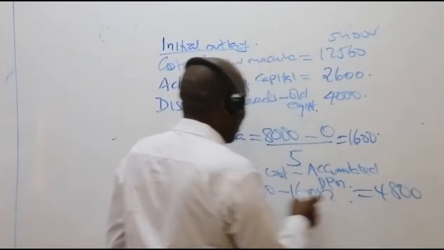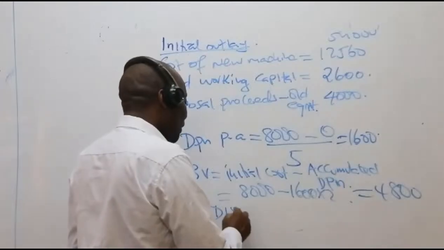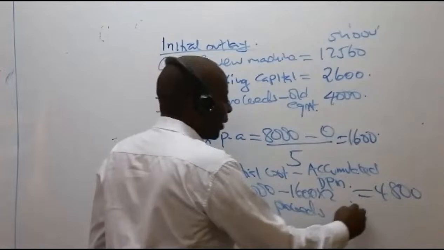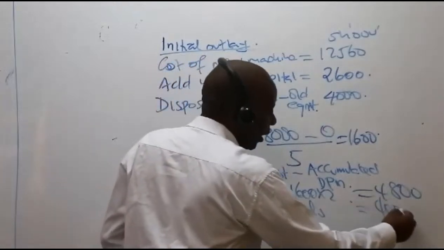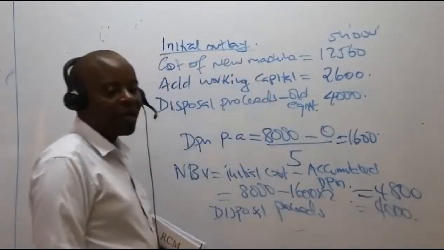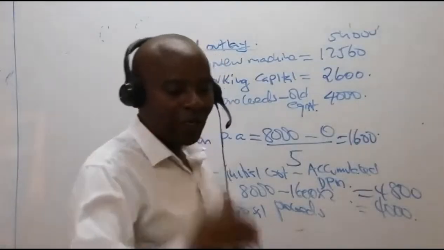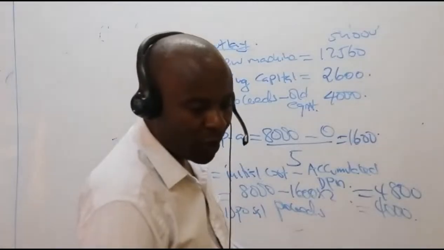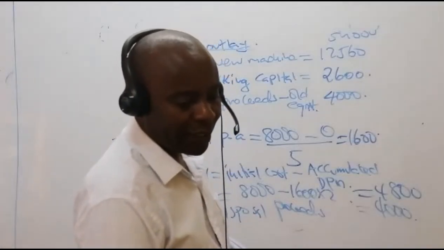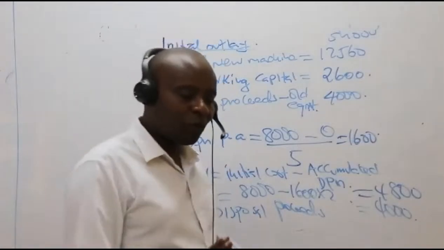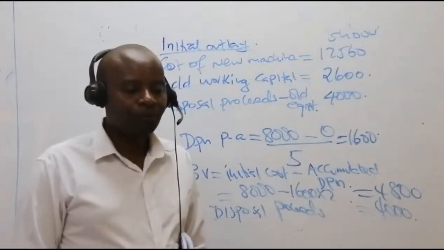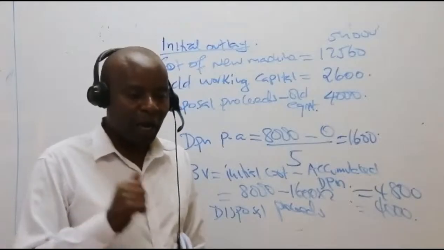So net book value will be 4,800. But now remember that this person wants to buy this machine at disposal proceeds something lower than what our machine is worth value-wise. So I can see a loss there. So are we together, first of all, up to there? Are we together? Or what argument do you have?